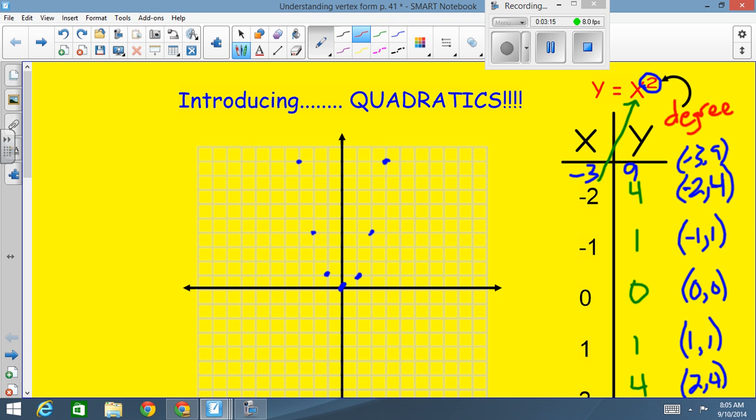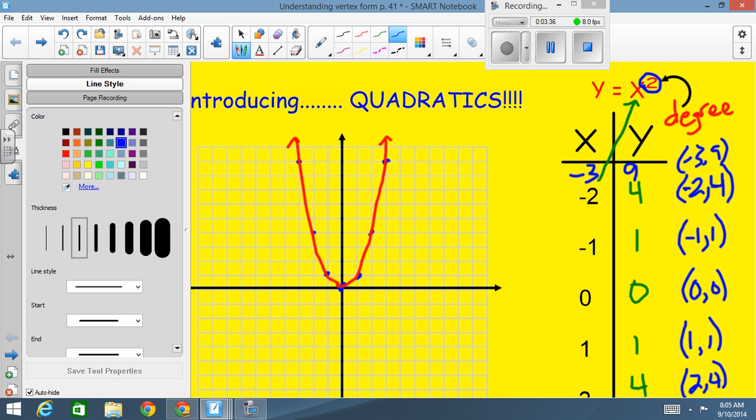That first one wasn't very good. Let me try that again. That's better. Okay, so this is a quadratic. If there's a negative in front of the x squared, that's what's going to make this a frown face. So it's either a smiley face or a frown face. In this case, I'm smiling.